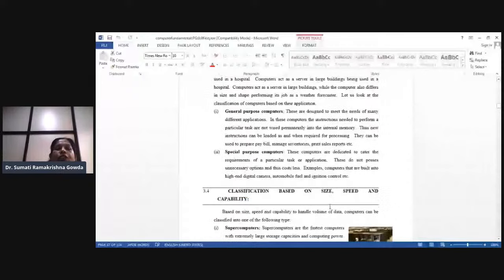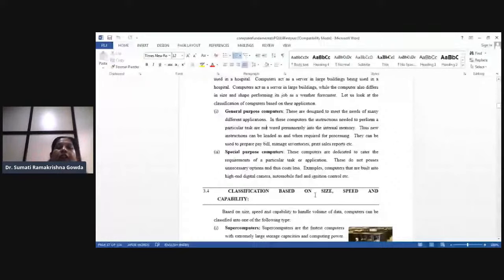Let us look at the classification of computers based on their application: general purpose computers and special purpose computers. See, for general purpose computers, the name itself says one computer can be used for many purposes. These computers are designed to meet the needs of many different applications. The instructions needed to perform a particular task are not wired permanently into the internal memory. New instructions can be loaded as and when required for processing. They can be used to prepare bills, manage inventories, print sales reports, etc.